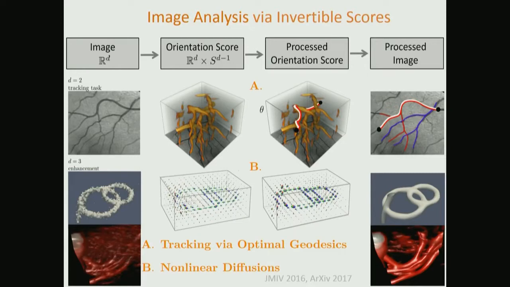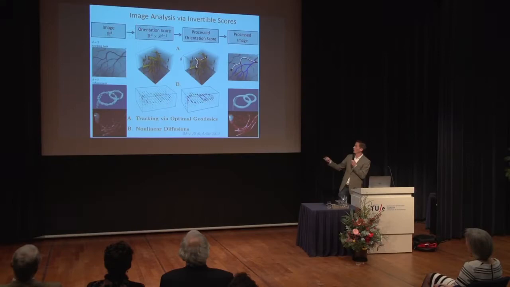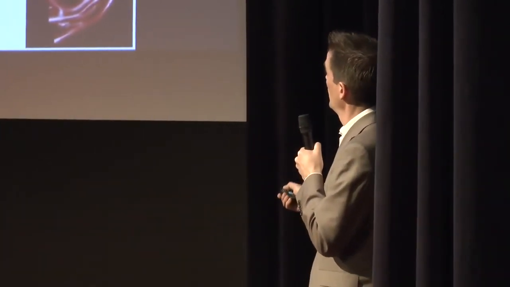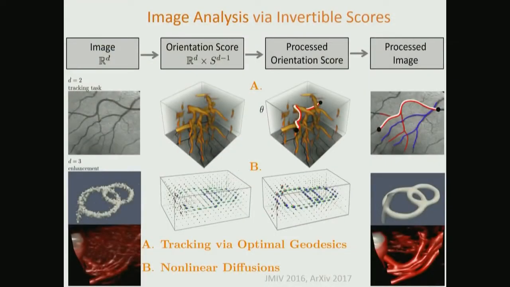Okay, so image analysis via invertible scores. Here you see some images, and instead of directly processing the images, we create a multi-orientation distribution of this image, an invertible orientation score. Then in this new image representation of positions and orientations, so this is a 2D image, and here the positions and orientations form a 3D volume. Then in this volume, we apply geometric control and track the blood vessels by globally minimizing geodesics. And then you don't suffer from all these problems at the crossings and the bifurcations.